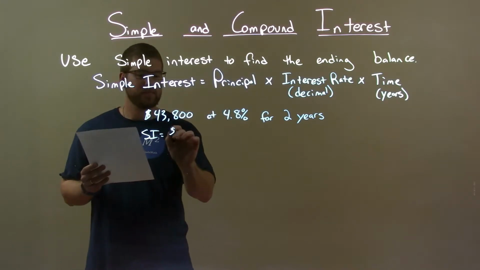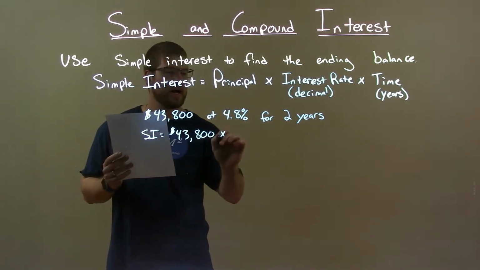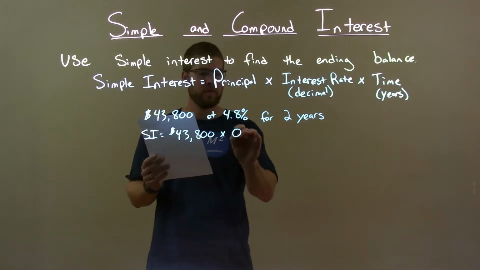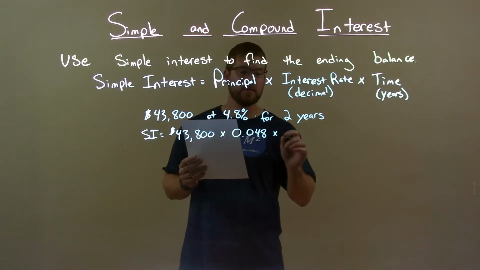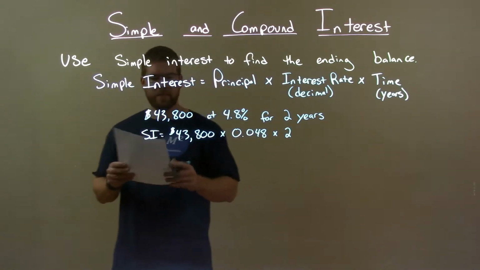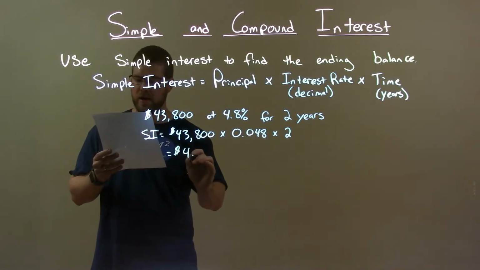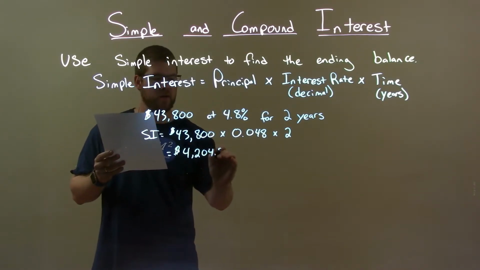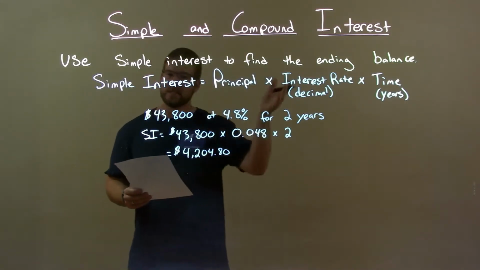Simple interest is my principal, $43,800, times my interest rate as a decimal, 0.048. Multiply that by the number of years, or time in years, which is 2. With that, we get a simple interest value of $4,204.80. Now I have to add that back to my principal to get the ending balance.